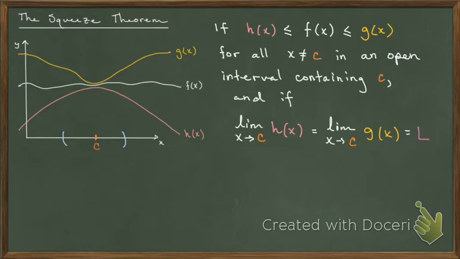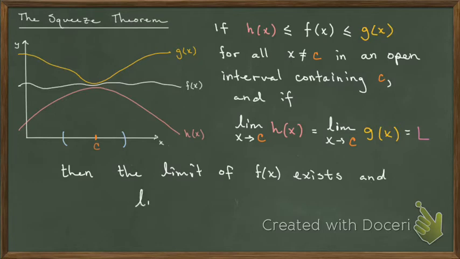Then the squeeze theorem states that the limit of f as x approaches c exists and should also be equal to L. Okay, so what we've got is kind of f being squeezed between h and g, and because h and g are approaching the same value, we can say that, of course, since f is between the two, it must also be approaching that value.